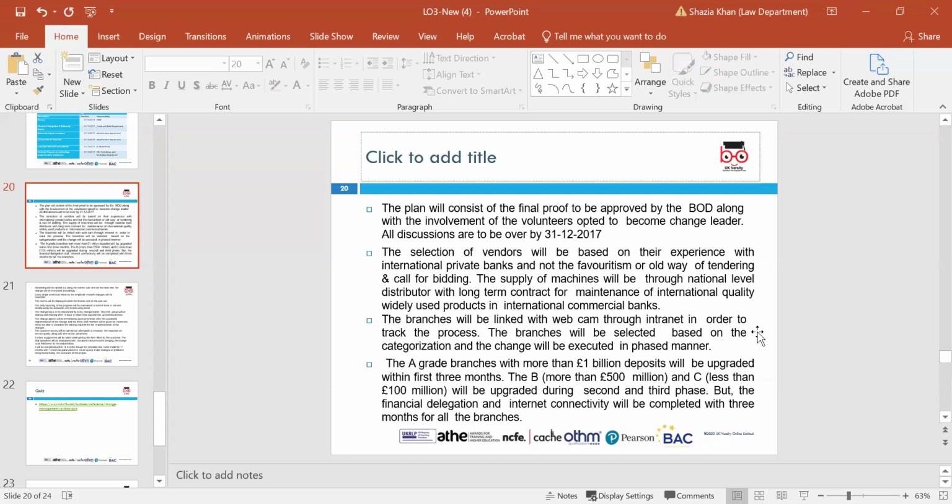The branches will be selected based on the categorization, and the change will be executed in a phased manner. The A-grade branches with more than £1 billion deposits will be upgraded within the first 3 months, and the B more than 500 million and C less than 100 million will be upgraded during the second and third phase. But the financial delegation and internet connectivity will be completed within 3 months for all branches.